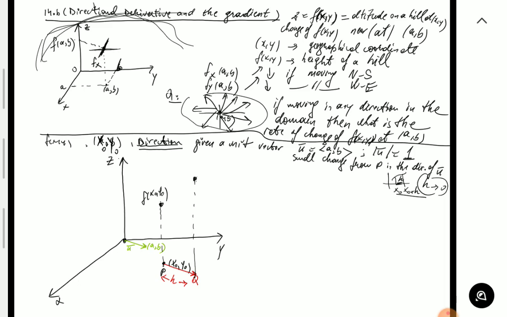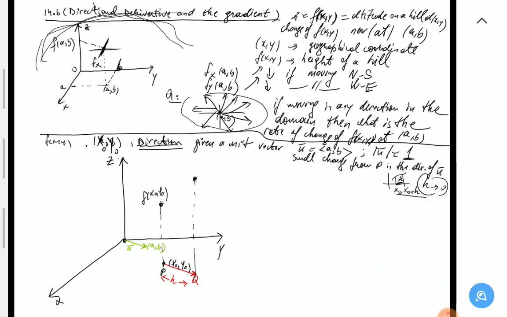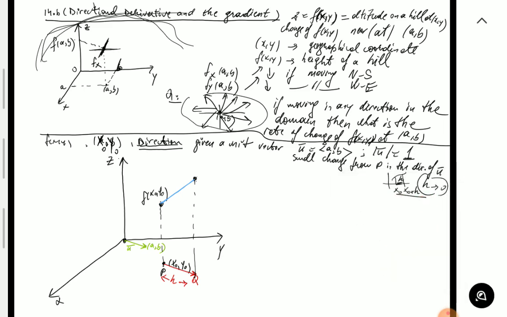But anyway, in this picture of mine, let's sketch the change in the function with blue. With blue is the corresponding change in the value of the function, and in red the corresponding change in the domain in the direction of u. Okay, so how do I get the coordinates of Q if the segment PQ should be of length h?